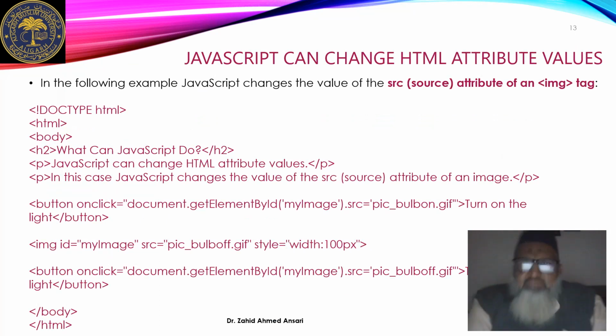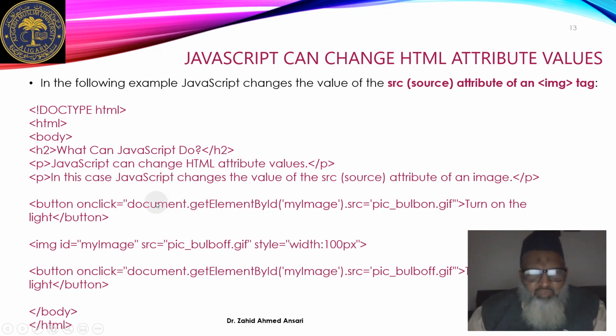Next is JavaScript can change HTML attribute values. So in this, I'll go fast. We have a header in which we are writing what can JavaScript do. Then we have a paragraph in which it is written JavaScript can change HTML attribute values. In the earlier script, we changed the contents of an HTML element. Now we are changing the HTML attribute values.